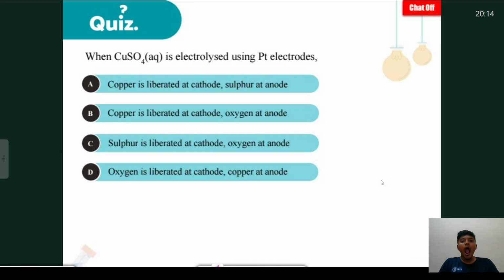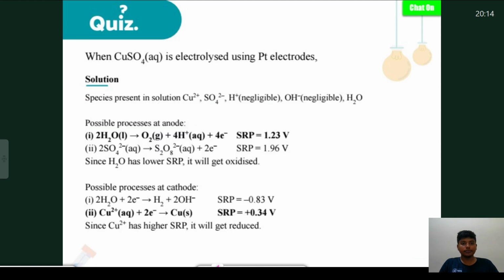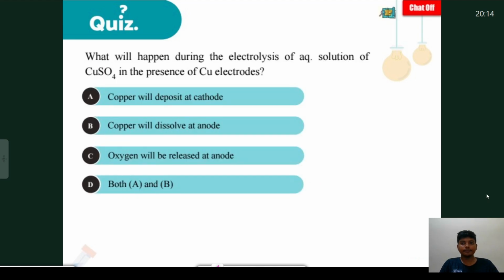Option B. Option B. Anyone else? Copper liberated at cathode and oxygen at anode. Next. Option A. Okay.